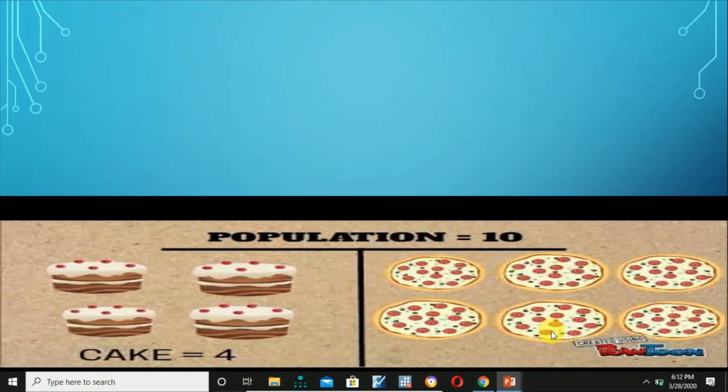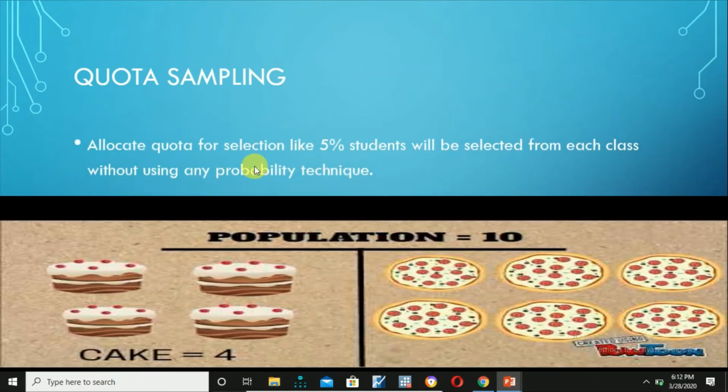Types of non-probability sampling. Quota sampling. In quota sampling, you allocate a quota for selection, like 5% of students will be selected from each class, without using any probability technique.